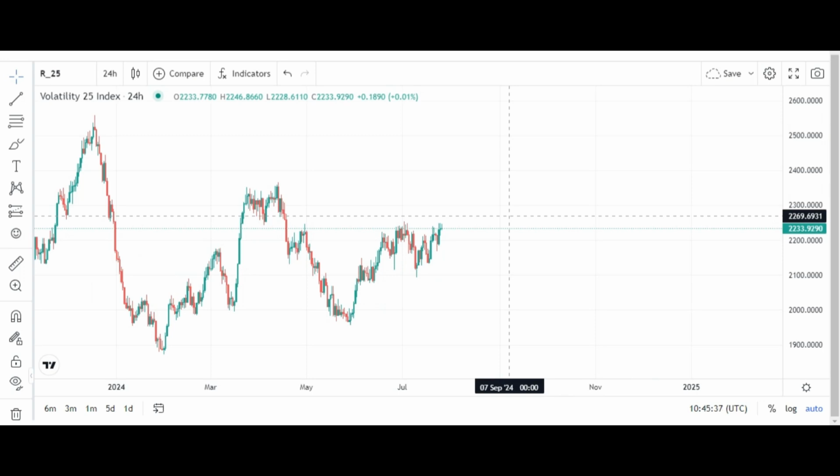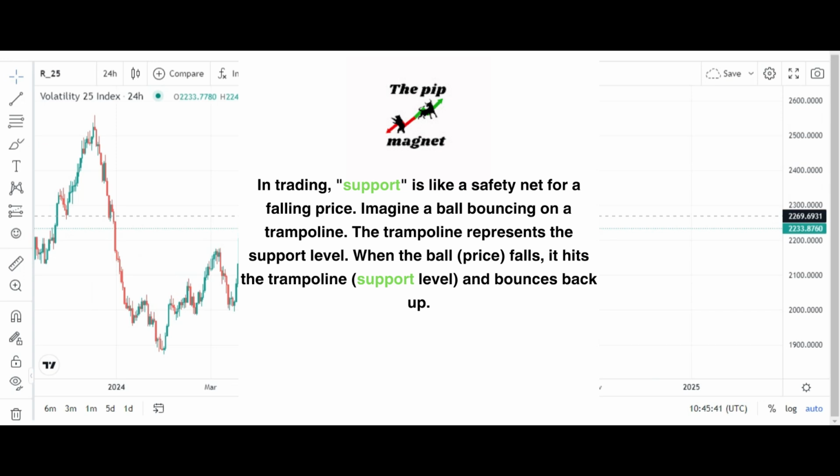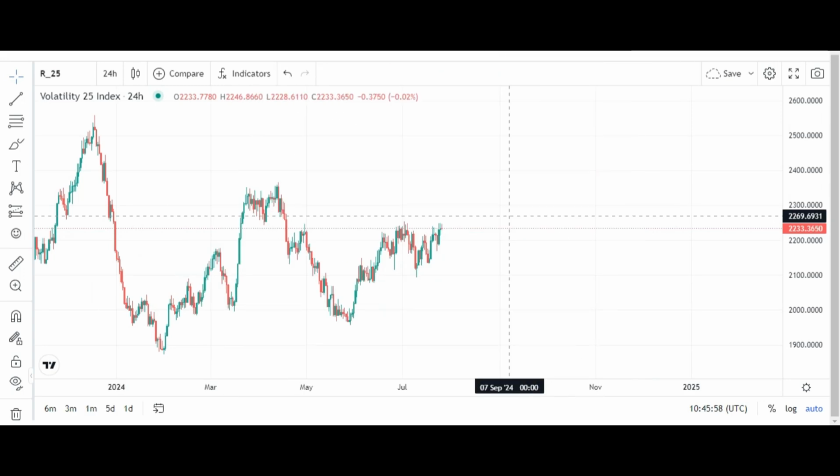Support, picture it like a safety net for falling price, right? Imagine a ball bouncing on a trampoline. The trampoline represents the support level. When the ball, which is price, falls, it hits the trampoline, which is the support level, and bounces back up. So I hope that makes more sense to you guys.